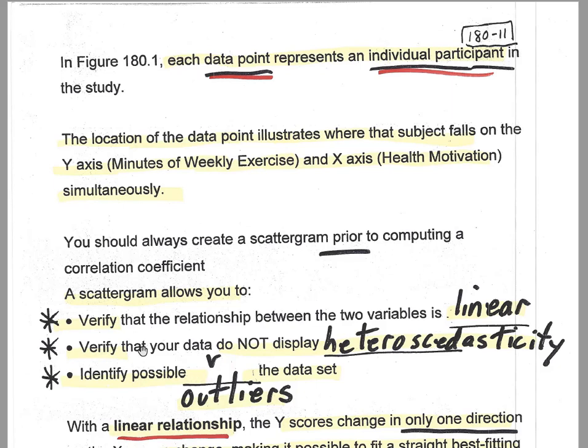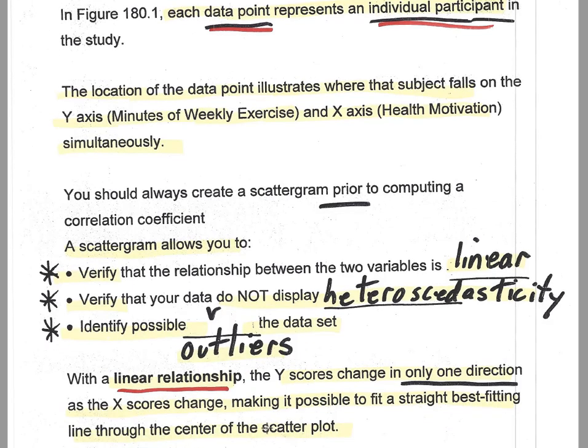Creating a scattergram allows you to verify your data do not display heteroscedasticity. There's a word you don't use every day. In a minute, I'll define that, and we'll see what it looks like. Finally, creating a scattergram allows you to identify possible outliers in the data set. Outliers are almost always bad news. They can severely bias your results. You need to know whether you have outliers before you start talking about your results with anybody else. In a minute, we'll see what outliers look like.